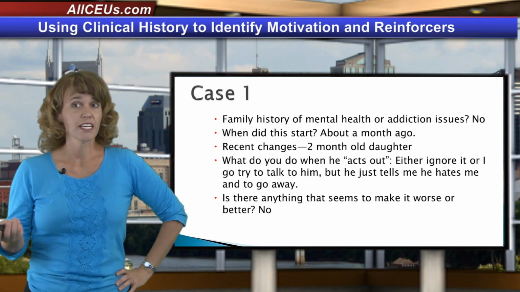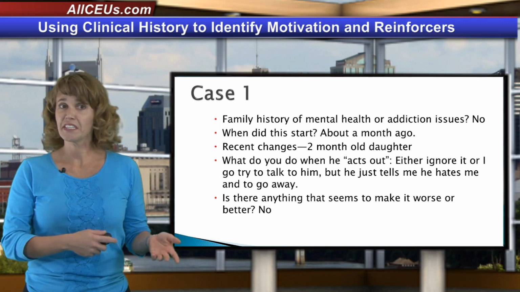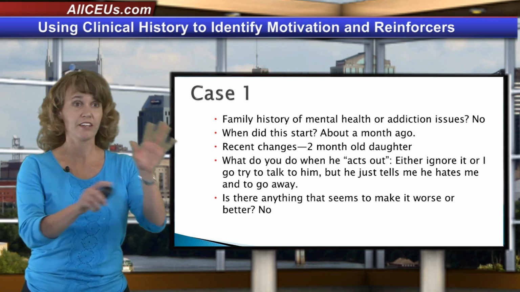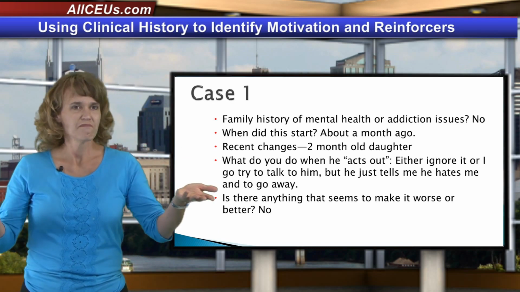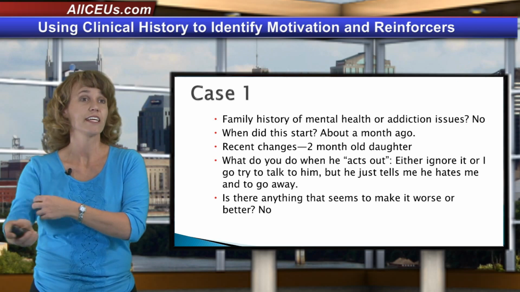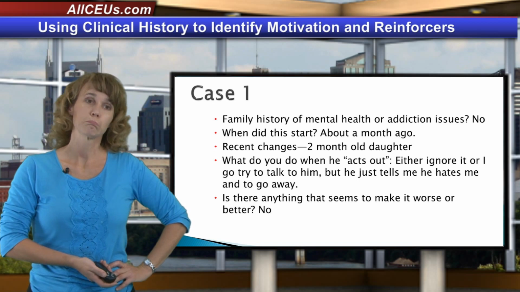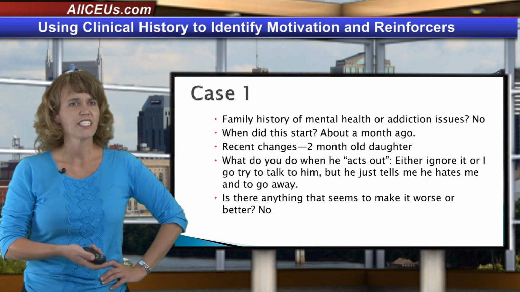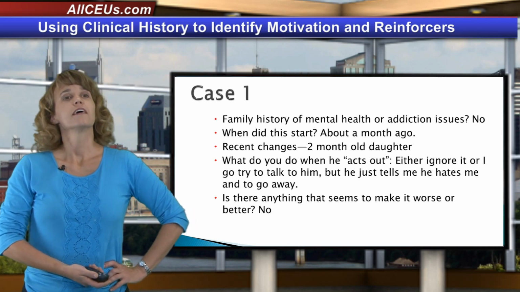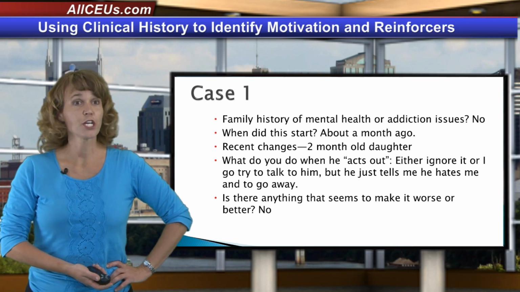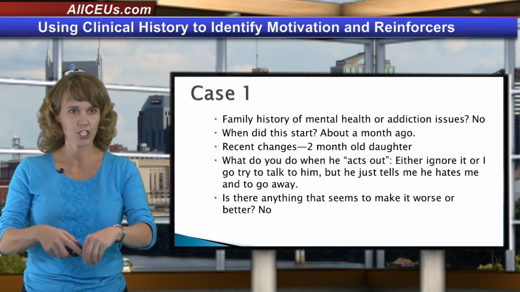Is there a family history of mental health or addiction issues? No. Okay, not that we can rule out ADD or bipolar or depression or anxiety or developmental delays, but we know that there's really not a family history that we're looking at right now. So let's move on. When did it start? About a month ago. Okay. What are some recent changes? Oh, he had a new baby sister. She's 2 months old now. That might give you a clue. There's a huge change for grown-ups and for children when you have a new child added to the mix.